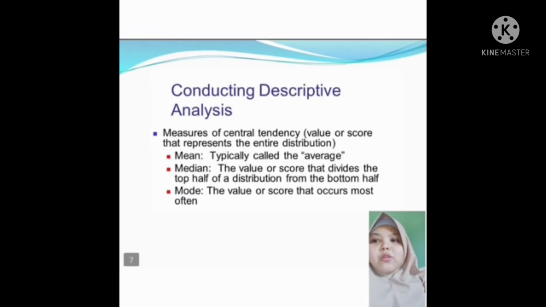The next step is conducting descriptive analysis. There are 3 types of descriptive analysis that we can choose. The first is measures of central tendency, a value or score that represents the entire distribution. The first is mean, typically called the average. Second is median, the value or score that divides the top half of a distribution from the bottom half. The third is mode, the value or score that occurs most often.